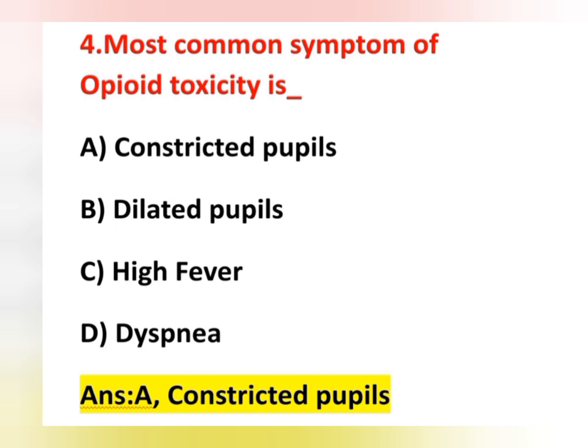BP will be decreased, heart rate will be decreased, and also respiratory rate will be decreased, and body temperature slightly decreased. Body temperature also can be noted in a person having opioid toxicity. And some example of this opioid include heroin or brown sugar, pethidine, and naloxone are some examples of this opioid. Here, the most common symptom of opioid toxicity is constricted pupil. Option A is correct answer.